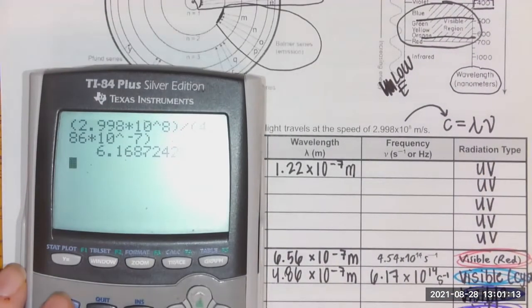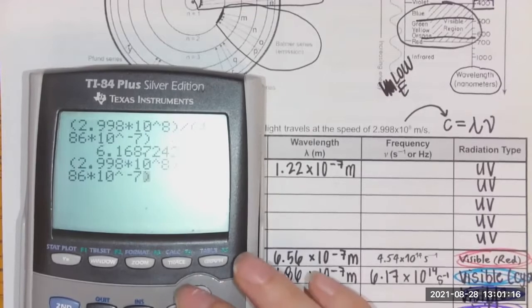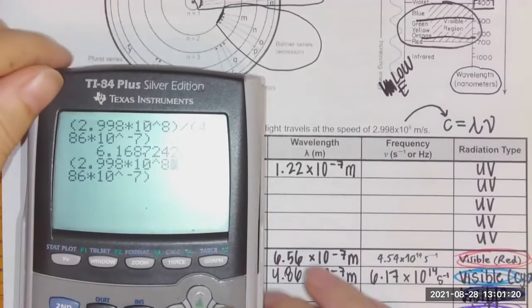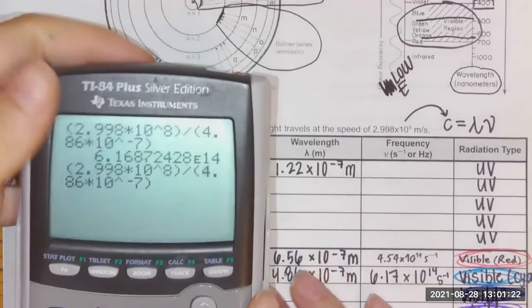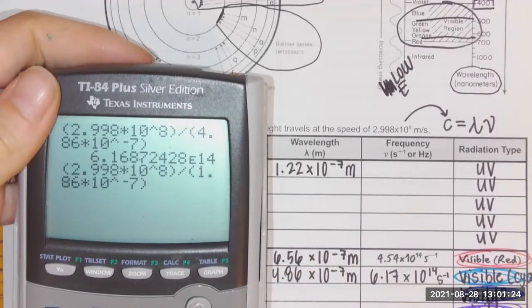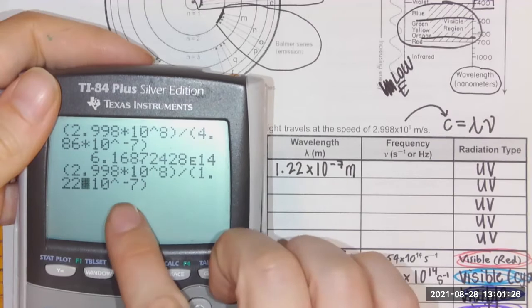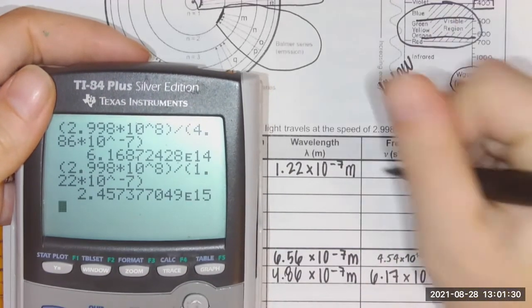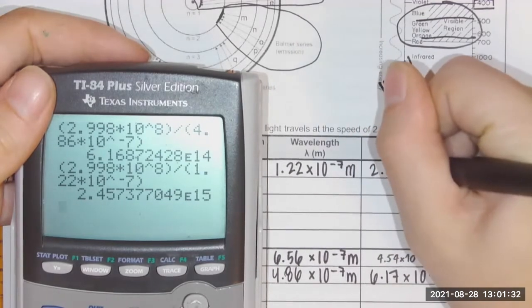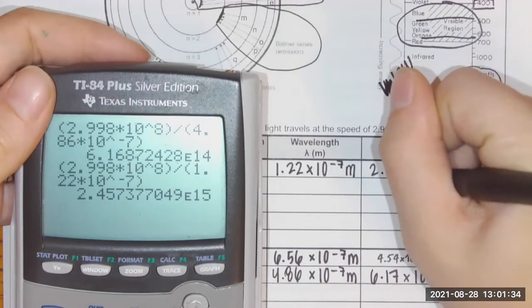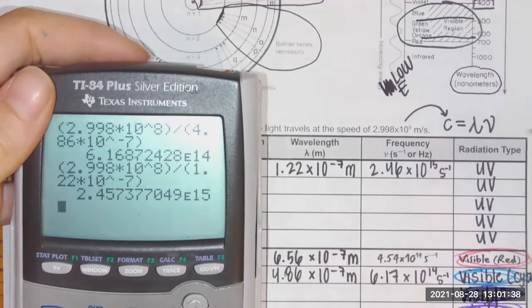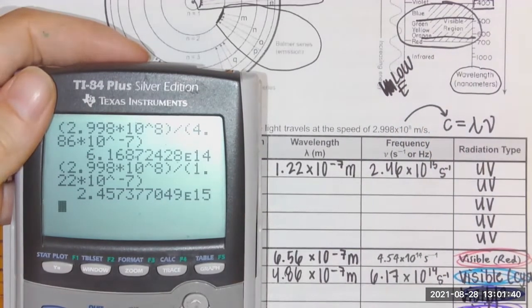And the frequency will be the speed of light here. Whoops, let me get that glare off the screen. Speed of light divided by 1.22 times 10 to the negative 7th. 2.46 times 10 to the 15th inverse seconds.